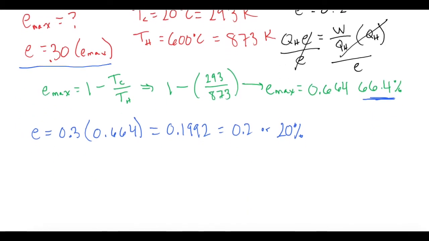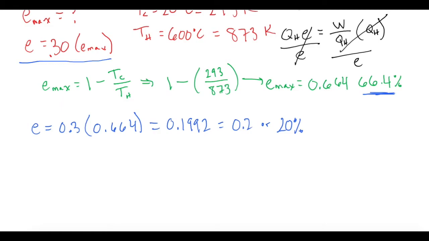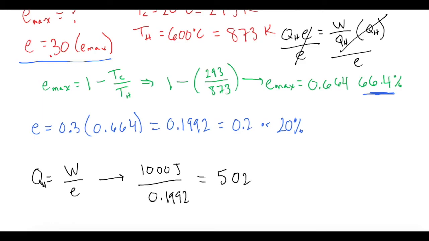I'm going to move this down a little bit. So let's rewrite it down here. So now we have QH is equal to work over efficiency. So now that gives us 1,000 joules divided by the efficiency, which we just figured out was 0.2. I actually did the non-rounded version of this, so I'll do that just so you can see my numbers. So I did 0.1992 instead of the rounded 0.2 efficiency. That gives us 5,020 joules is Q hot, or rounded is 5,000 joules.